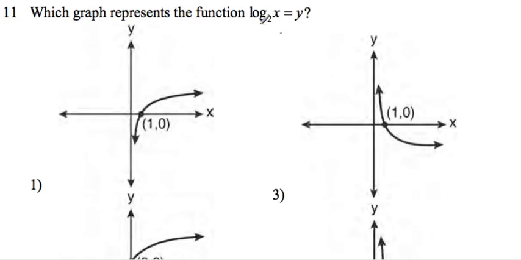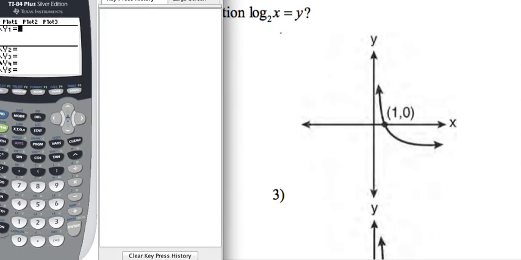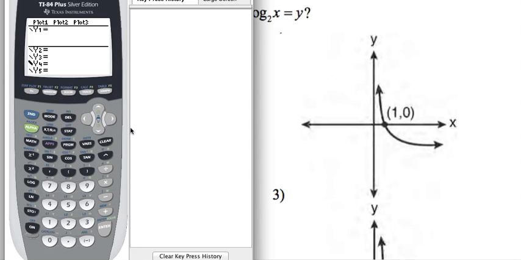Which graph represents the log base 2 of x? So here, if you have to use the graphing calculator, you'll see it rather quickly.